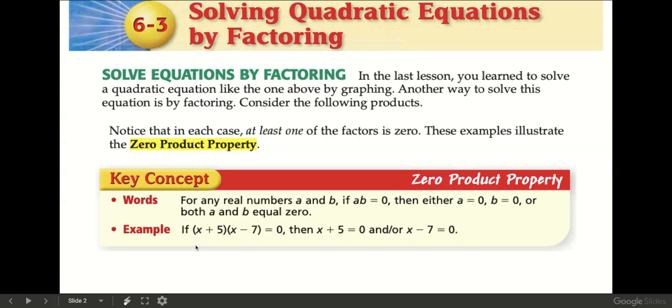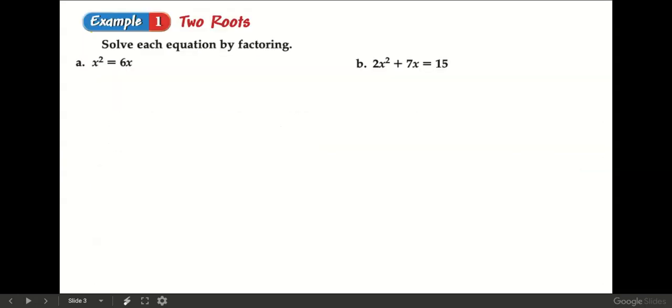What that allows us to do is use the zero product property rule to state that either x plus 5 has to be equal to 0 or x minus 7 has to equal 0. Let's look at how we can use this to solve a couple of quadratic equations. So we have two problems here. Let's solve the first one.